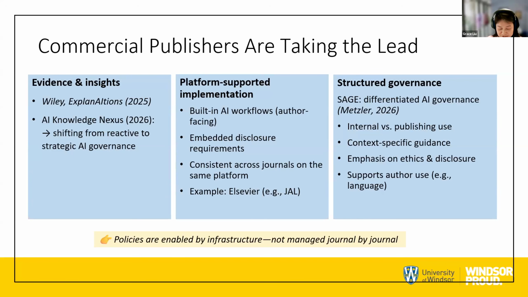rather than journal-specific. Third, publishers are developing more structured governance approaches. For example, SAGE distinguishes between internal uses of AI and publishing uses, with guidelines tailored to each context. Overall, the key difference is that policies are enabled by infrastructure, not left to individual journals to manage.